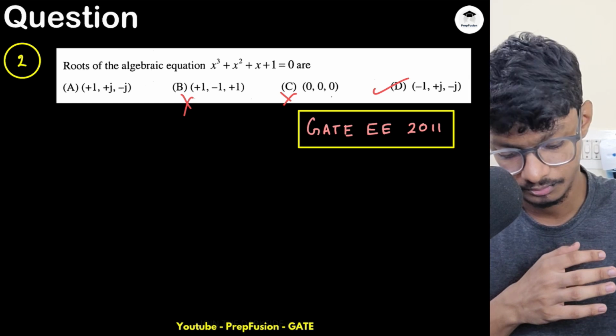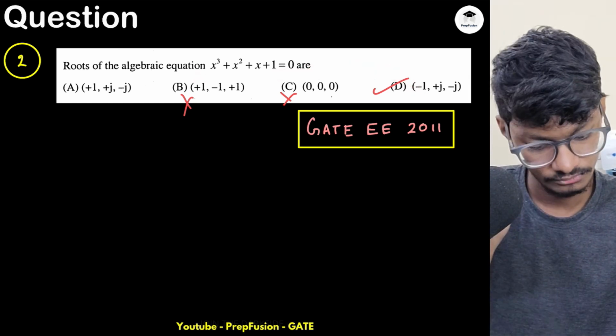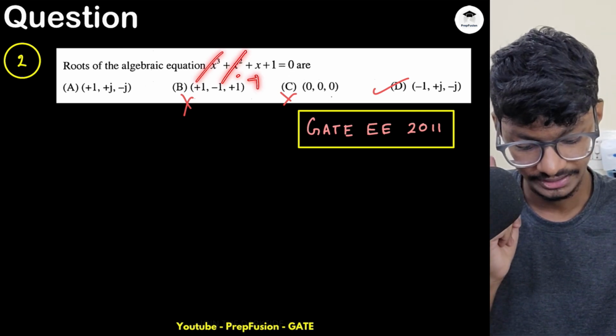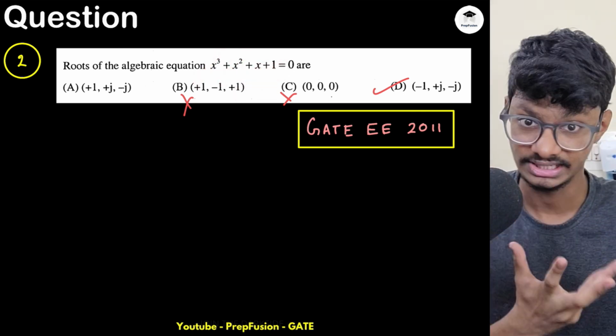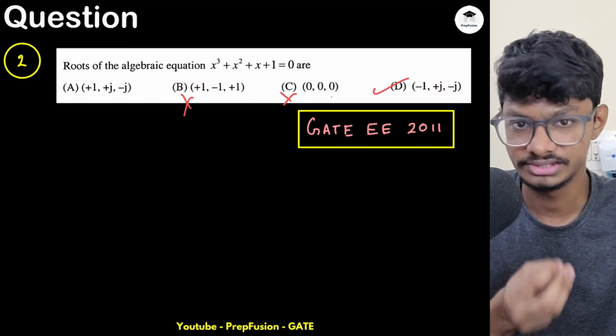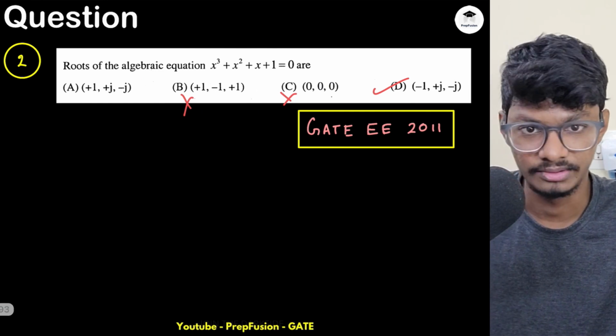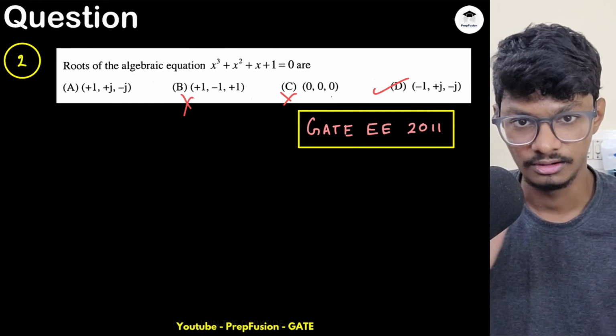You can put this value over here and you can check, right? Minus 1 cube is minus 1. Plus 1 cancels out, then minus 1 plus 1 cancels out. So it is satisfying, so it is 0. Now you can put minus j as well and you will see it is also satisfying. So yeah, these are basically pretty simple questions and you will be able to solve them flawlessly.